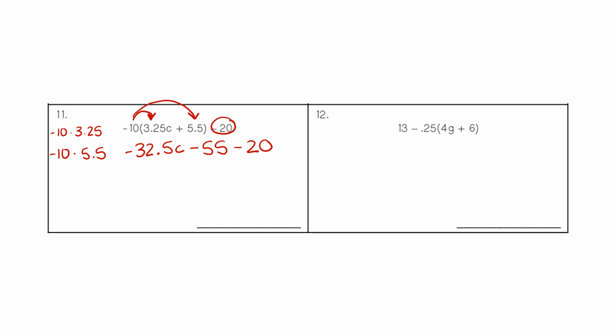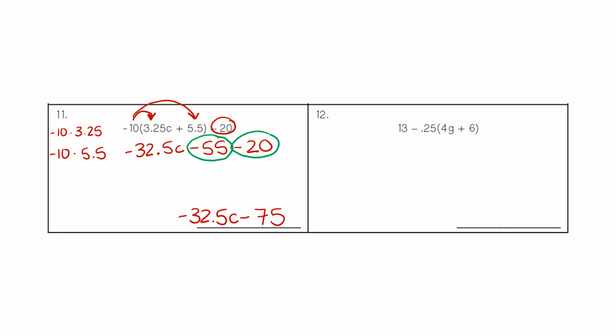When we go to combine our like terms, we can combine the whole numbers, negative 55 and negative 20, which would give us a value of negative 75. The negative 32.5c would stay the same, as it is not part of our like terms and does not get combined.